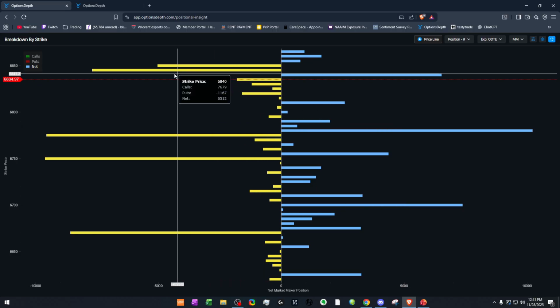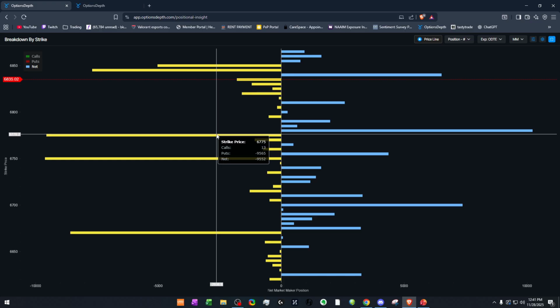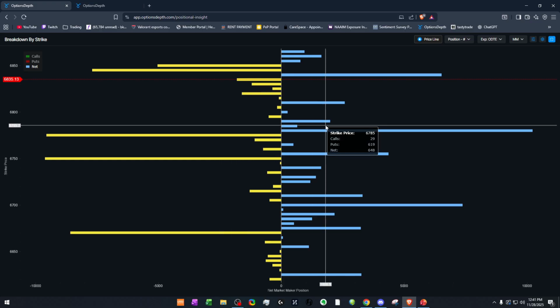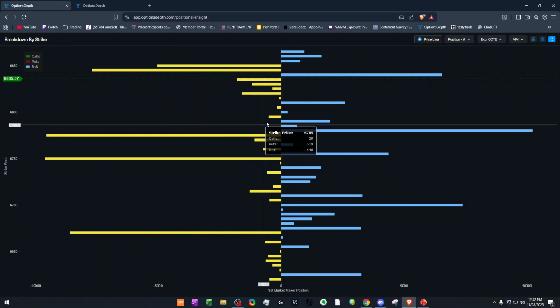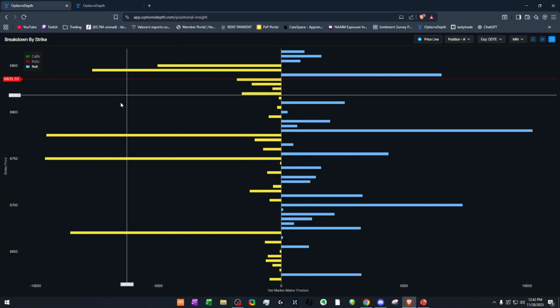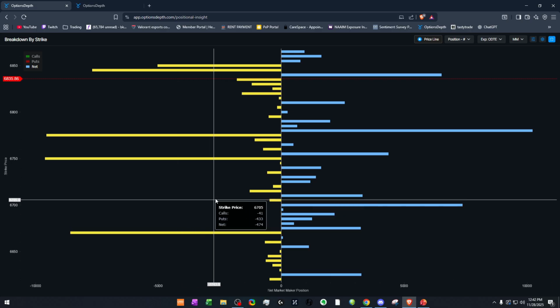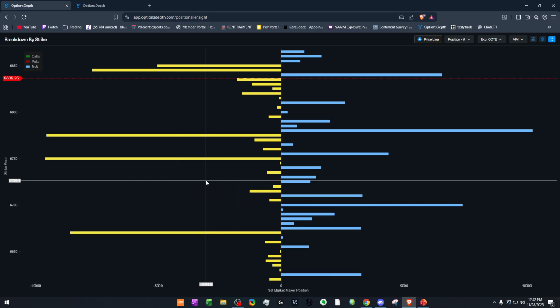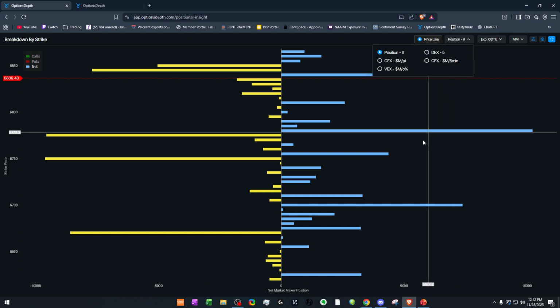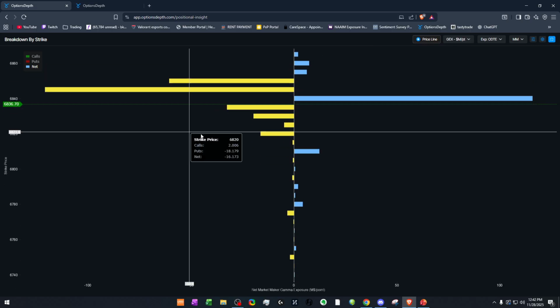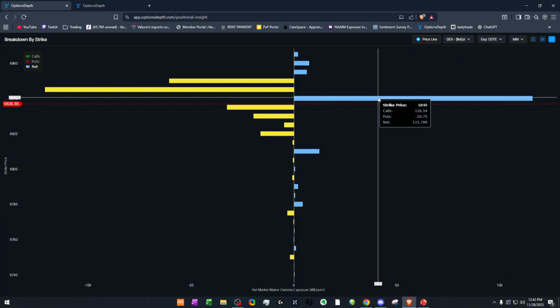If the bar is to the left or if it's yellow, that just means they are net short options. And what that means is, like I was saying before, if you're short options, you have negative gamma. So on the left would be negative gamma positions or short positions. On the right, they would all be positive gamma positions. So if we switch this from position number to gamma, it will correspond to the net positioning.